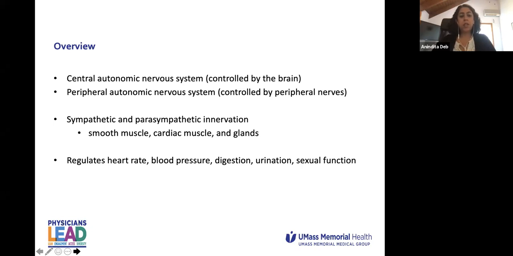I'll go into that in a little more detail, but as an overview, these nerves basically control all our muscles, including our smooth muscle, our cardiac or heart muscles, and different glands in our body as well. As a big picture overview, the autonomic nervous system regulates our heart rate, our blood pressure, our digestion, urination, and sexual function, among other things. Those are the common functions that the autonomic nervous system controls.